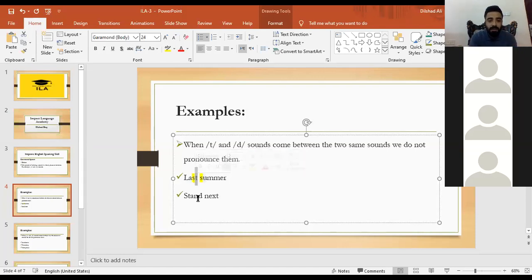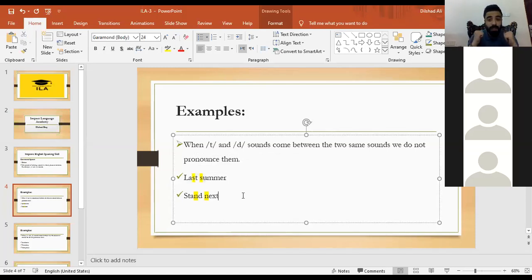Again, look at this. We have the de sound here, in stand. What is before de? It is the ne sound. And what is after de? Again, ne. So they are the same, and we do not pronounce the de sound.